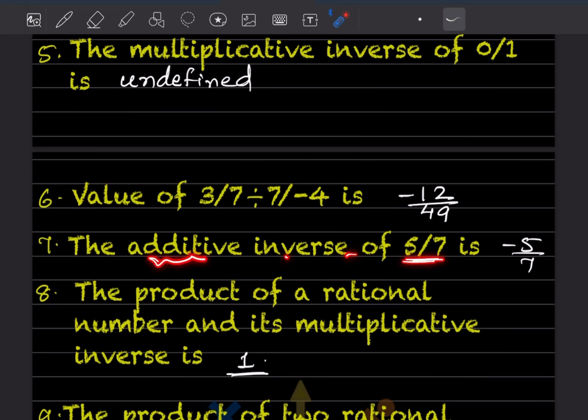The additive inverse is just changing the sign, while the rest remains the same. Minus 5 by 7 was minus 5 by 7; it could have been 5 by 7. Now, the product of rational numbers and its multiplicative inverse.